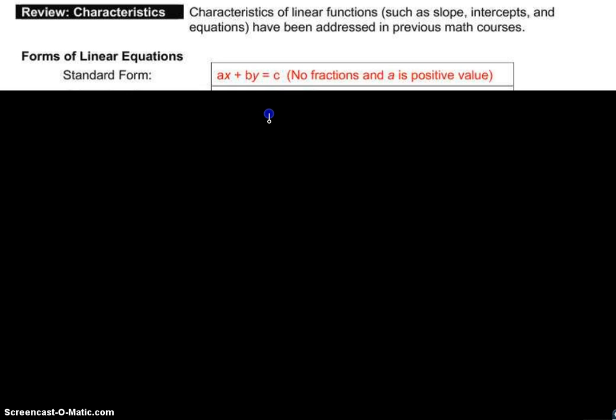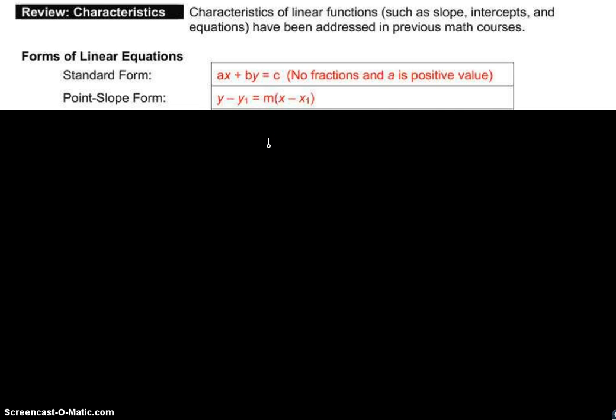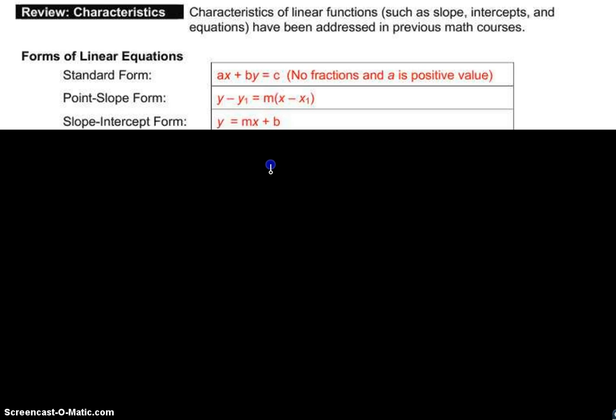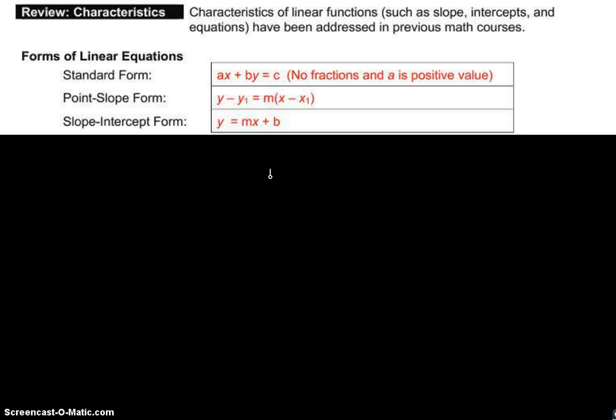My first form is standard form. I have ax plus by equals c. Make sure you put a note somewhere on your paper that I cannot have fractions in standard form and that a always has to be positive. Okay, let's look at the next one. The next one is going to be your point slope formula. This is y minus y1 equals m times x minus x1. And then the last one, which most of you are familiar with, is your slope-intercept form. That's y equals mx plus b, where m is the slope and b is the y-intercept.